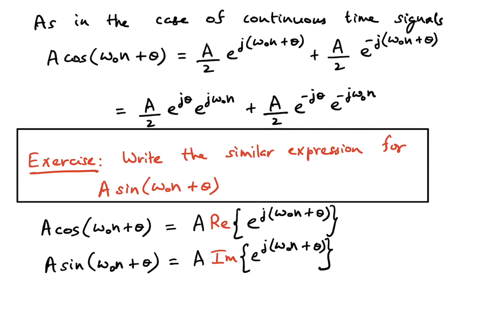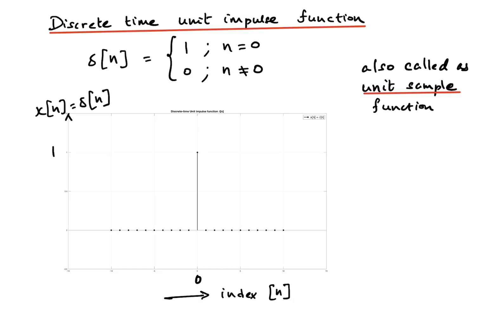Okay, so far in today's lecture, we have discussed complex exponential signals for continuous time and discrete time, and we've seen what their behavior is for different choices of the parameters. Now we will move on to a new class of signals that are very important in signals and systems and in signal processing.